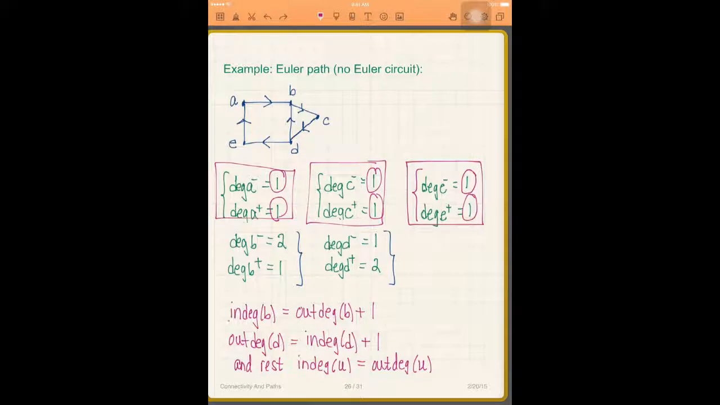The in degree of B, notice, is 2, and 2 is equal to its out degree, which is 1 plus 1. And then for D, it works for the out degree. The out degree of D, which here is 2, is equal to the in degree 1 plus 1. And we already checked that the rest do have the in and the out degrees matching. So that means I am able to come up with an Euler path, just not an Euler circuit.